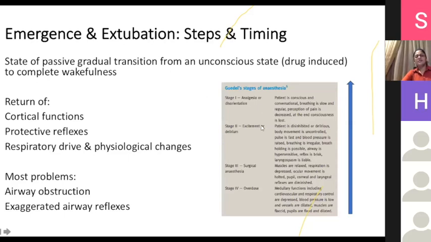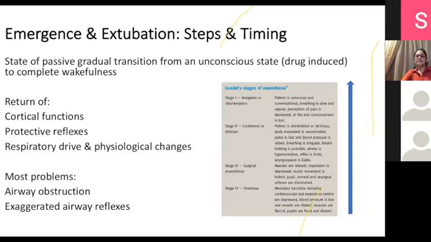And I've just shown you these stages of anesthesia by Guedel. The reason I have shown this is that the reverse of this is what actually happens at emergence. Stage 1 is a state of analgesia or disorientation, where the patient is conscious, but there is a decrease in the level of consciousness. Then there's stage 2, the phase of excitement or delirium, where there is a bit of disinhibition and delirium. Finally the patient goes into a state of surgical anesthesia, which is stage 3, and finally the stage of overdose.